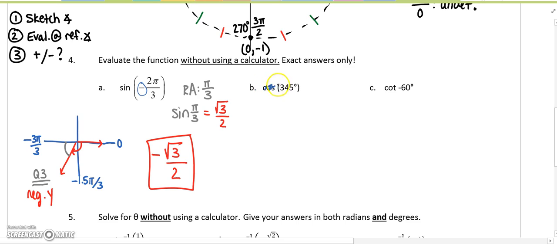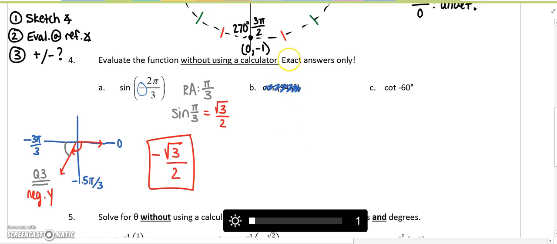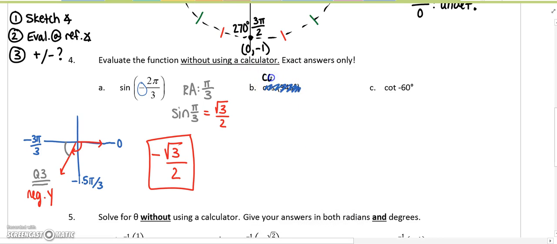Actually, we're going to change this one. 345 is not an angle we can do this with. So let's say it's the cosine of, how about, 315 degrees.